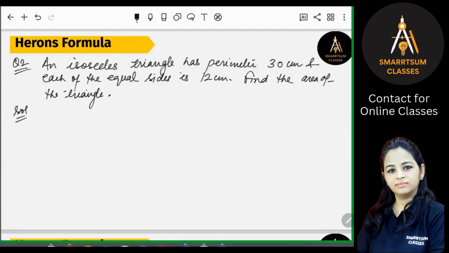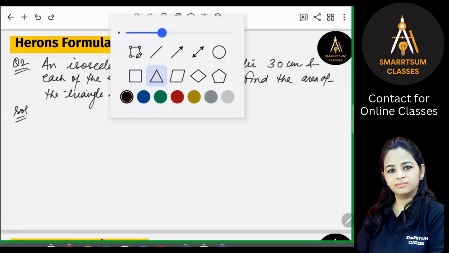An isosceles triangle has two sides equal, right? So its perimeter is given here, and we don't know the length of the unequal side, whereas the sides which are equal are 12 centimeter each. Getting that? Okay. So suppose we have a triangle, so we can quickly draw this here.